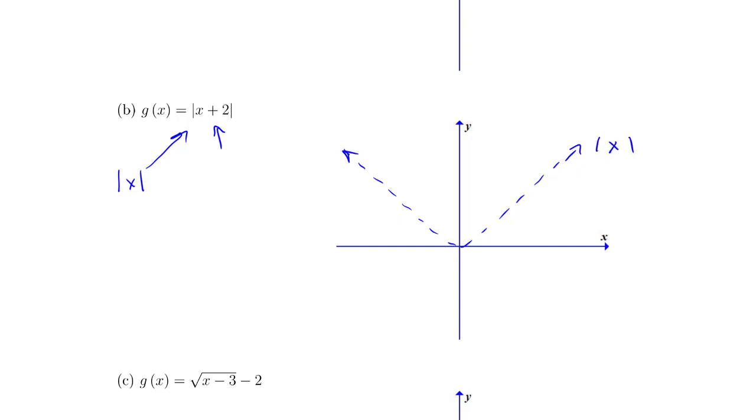So that's the absolute value of x. But this time, I'm going to go back 2 to get to -2 here, and that's now where that corner point is going to be. The rest of the shape stays exactly the same. And that would be the absolute value of x plus 2, directly on the x.